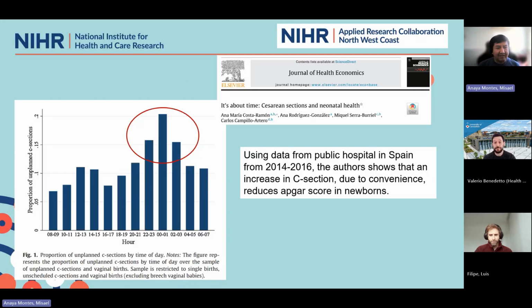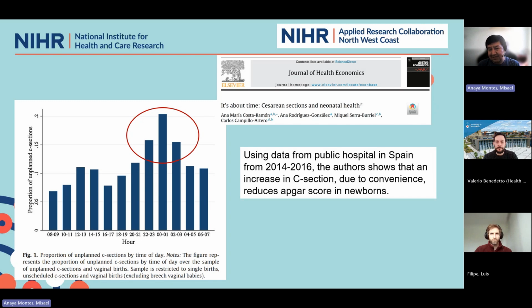Thank you, Valerio. And this is another example. This comes from Spain. And in this case, there is not a financial incentive, but a convenience incentive. In this chart, these authors, who published the paper in 2018, examine data from public hospitals in Spain from 2014 to 2016 and plot the hours of elective C-sections. And you can see here in this spike that there is an increase in the rate of C-sections between 11 p.m. and 3 a.m. So during this peak of hours.